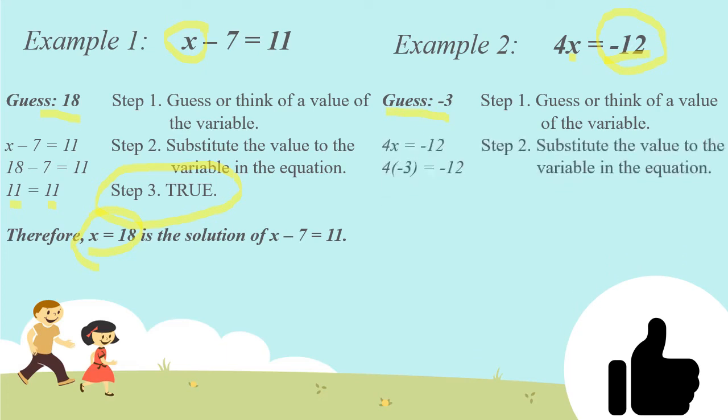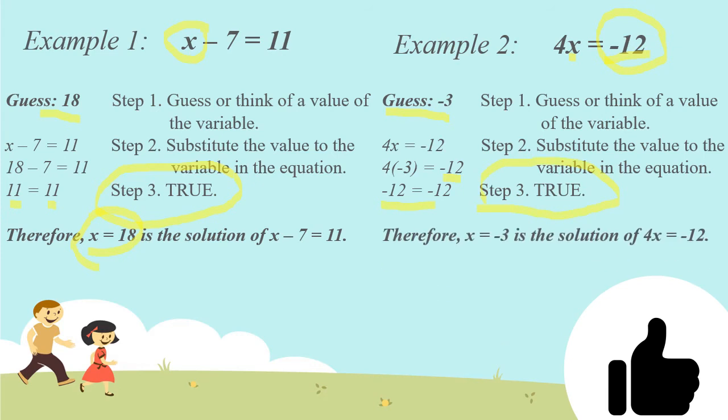4x is equal to negative 12. We substitute the value of negative 3 to x. So 4 times negative 3 and our right side is negative 12. Then we need to solve. 4 times negative 3 will be negative 12. Therefore, negative 12 is equal to our right side, which is negative 12. Therefore, the statement is true. Therefore, x is equal to negative 3 is the solution of 4x is equal to negative 12.